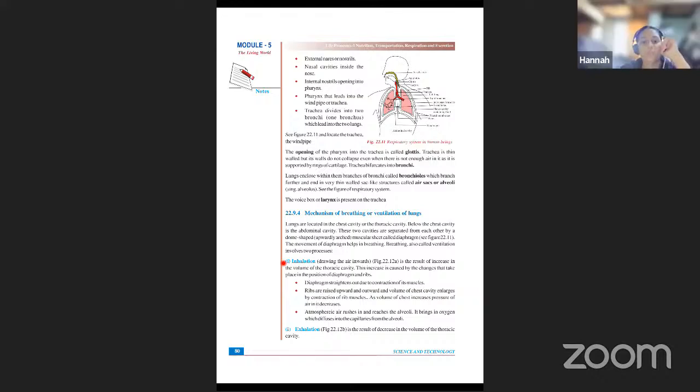Diaphragm straightens out due to the contraction of its muscle. Ribs are raised upwards and outward, and volume of the chest cavity enlarges by contraction of rib muscles. As volume of the chest increases, pressure of the air in it decreases. Atmospheric air rushes in and reaches the alveoli. It brings in oxygen which diffuses into the capillaries from the alveoli.